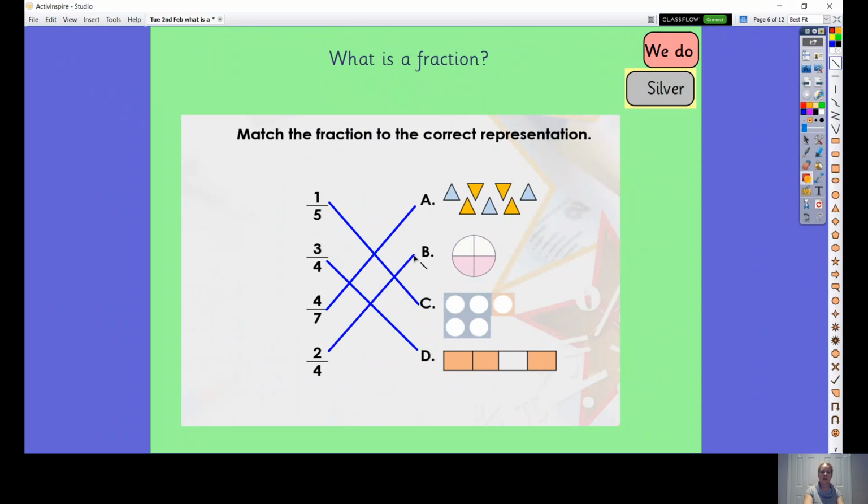And then 2/4, I'm thinking it's going to go with B, but I'm still going to check. There's 4 pieces, it says. Yep, there are. And 2 of them should be shaded. Yes, they are. So you should have had those for your answers.